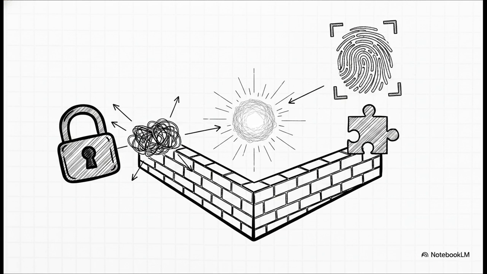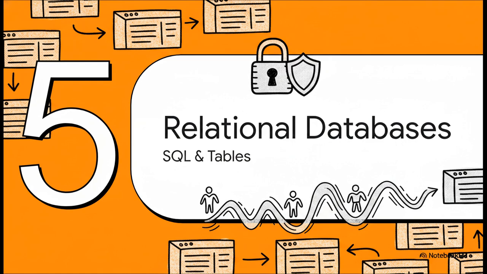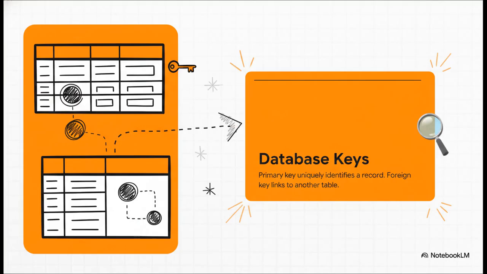But the ultimate tool? That's encryption. It completely scrambles your data so that only a person holding the exact mathematical key can read the text. Moving fast, Section 5. Relational databases, SQL, and tables. Relational databases use linked tables to stop redundant data, but to link those tables, you need keys.